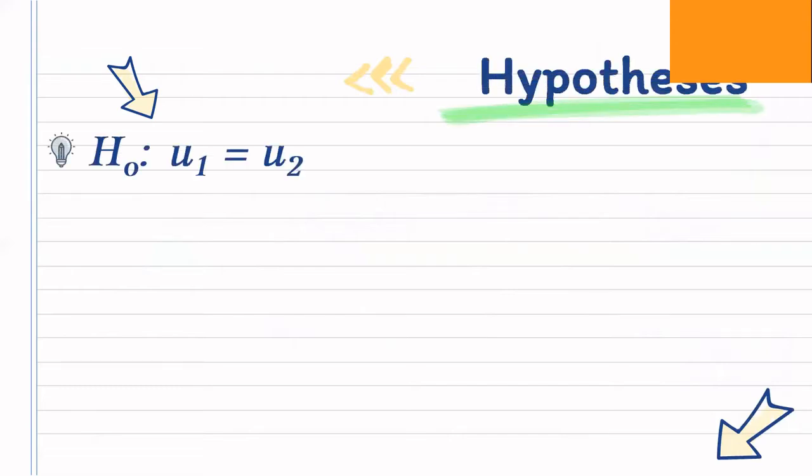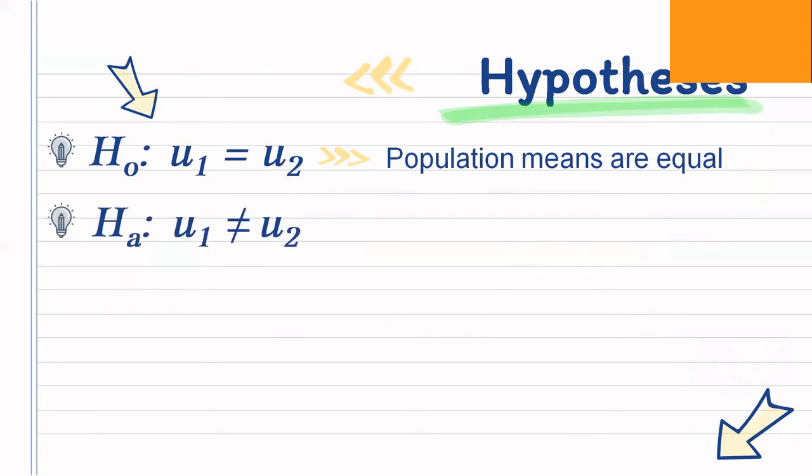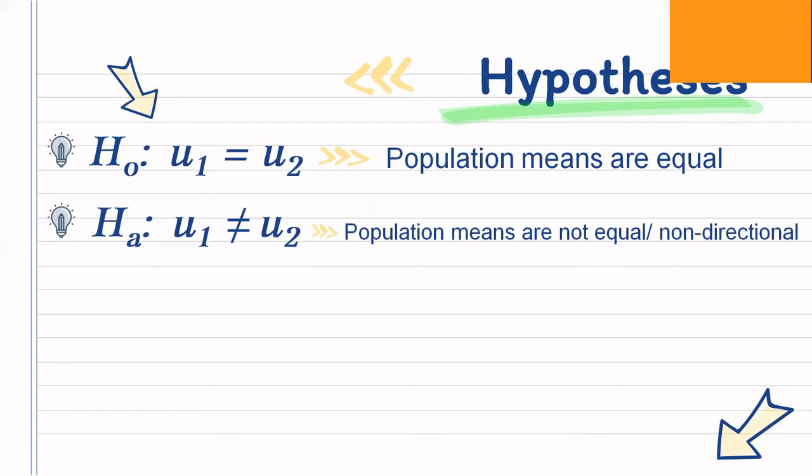Then for the hypothesis, we have μ1 is equal to μ2, or the population means are equal. That's our null hypothesis. And for the alternative hypothesis or research hypothesis, μ1 does not equal μ2, or population means are not equal. This is used for non-directional.